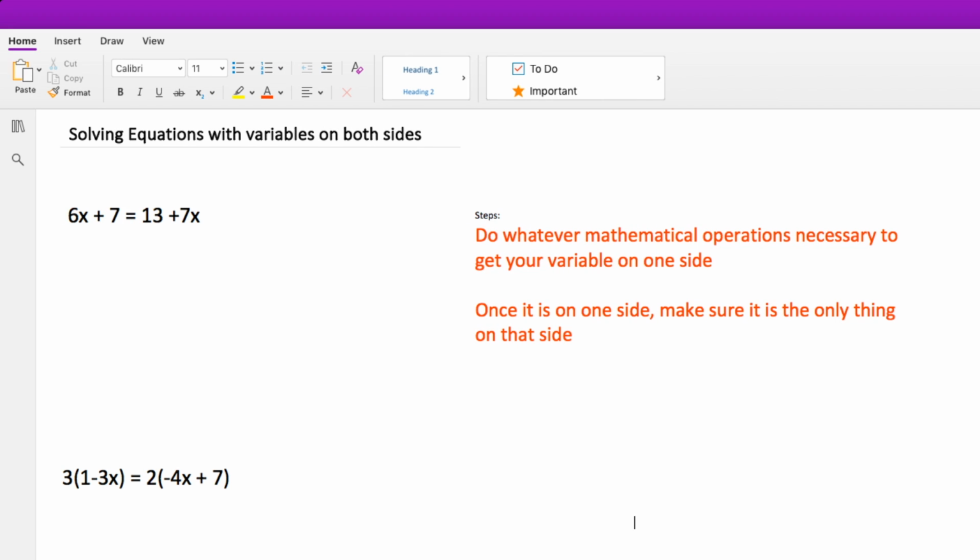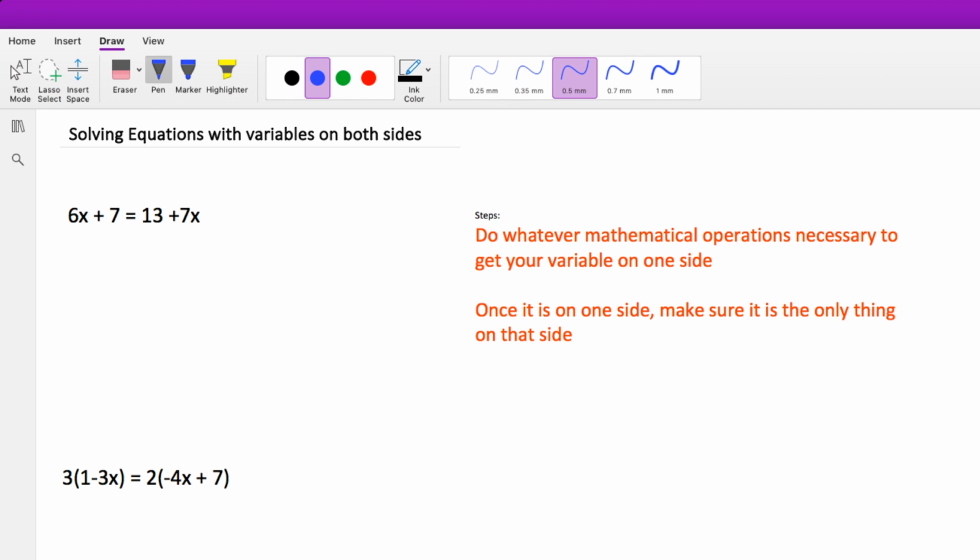Solving equations with variables on both sides. Okay, so let's look at our steps. And you might be a little confused, like why do we only have two steps for something that looks so confusing? Step one, do whatever mathematical operations necessary to get your variable on one side. What does this even mean? So let's take a look.